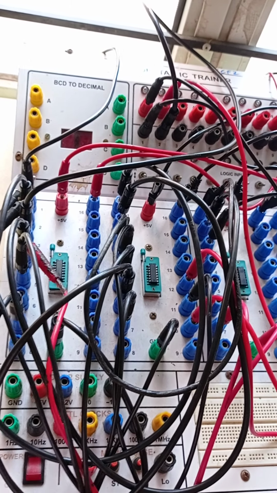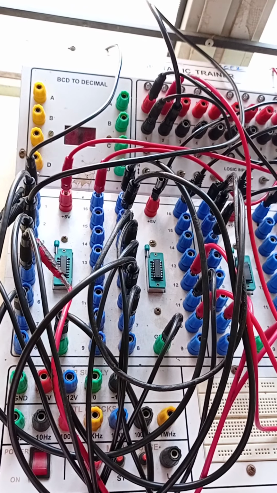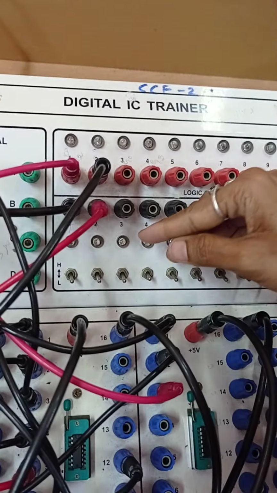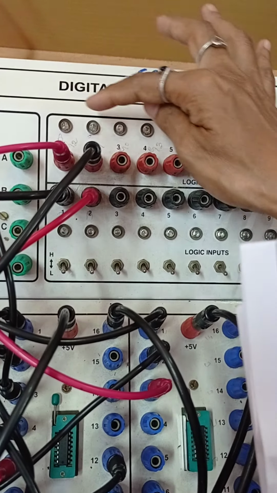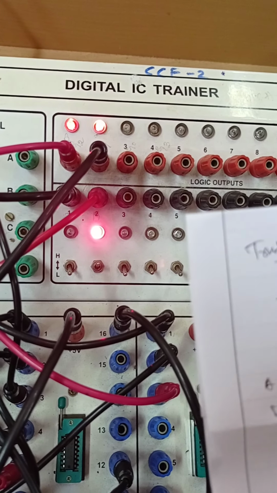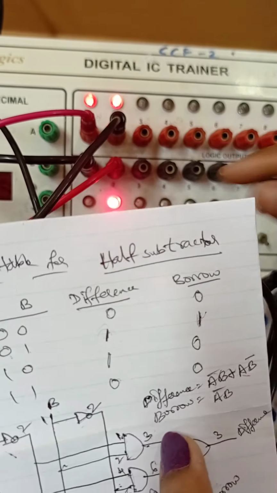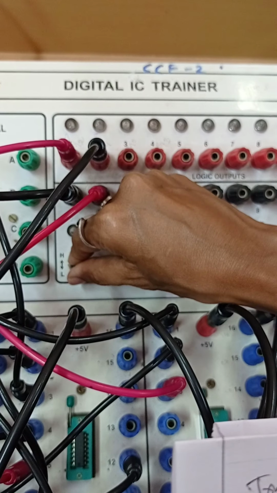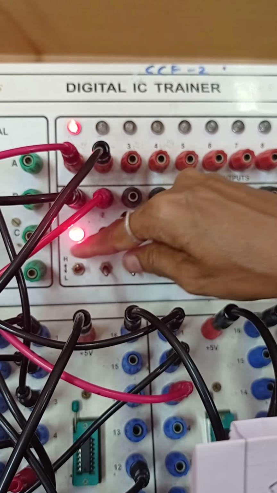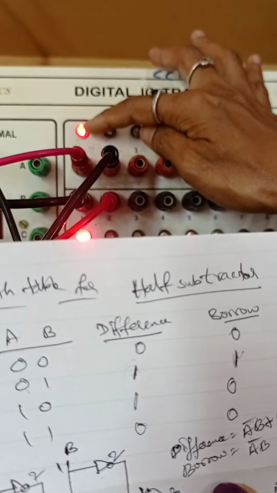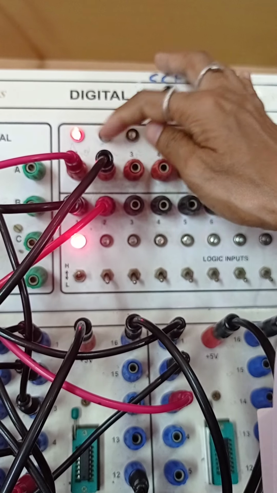Now switch on the circuit and check the truth table. Now we'll give the truth table: for 0 0 difference 0 borrow 0, for 0 1 difference is 1 and borrow is 1. Okay, next for 1 0 difference 1, for A1 B0. Okay, now the difference is 1 and borrow is 0.